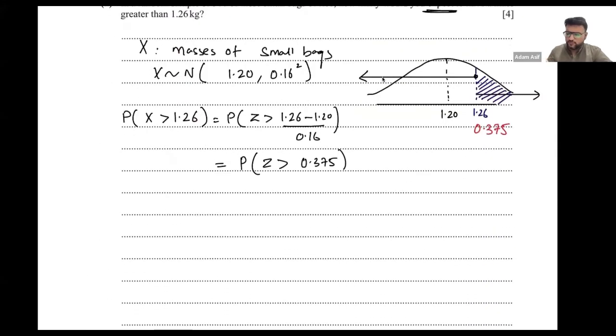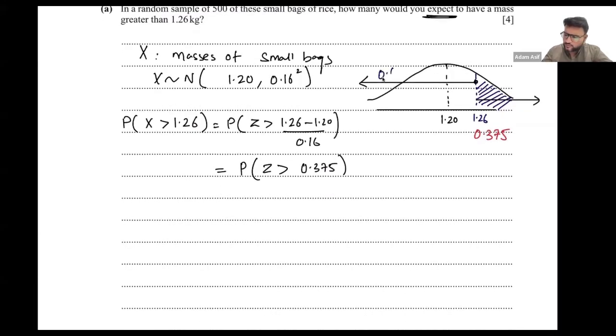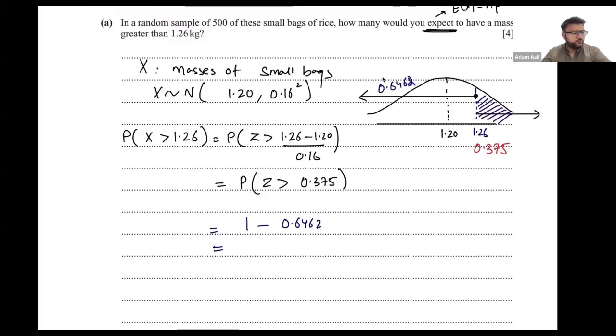So the required probability would be 1 minus 0.6462, which is 0.3538, that is 0.354.